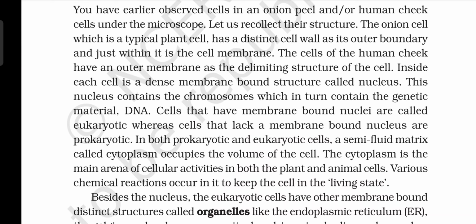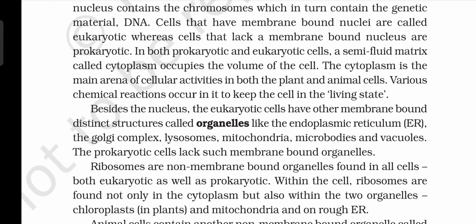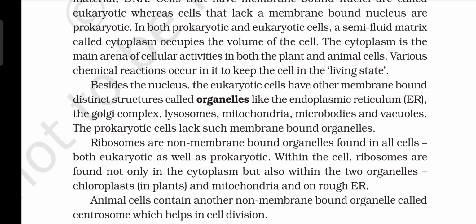Cells that have membrane-bound nuclei are called eukaryotic, whereas cells that lack a membrane-bound nucleus are prokaryotic. In both prokaryotic and eukaryotic cells, a semi-fluid matrix called cytoplasm occupies the volume of the cell. Cytoplasm is the main area of cellular activity in both plant and animal cells. Various chemical reactions occur in it to keep the cell in the living state.